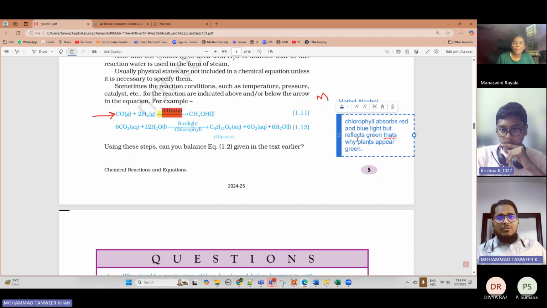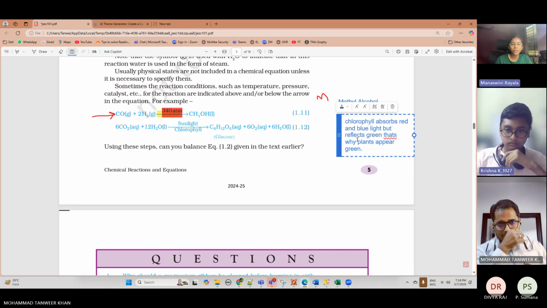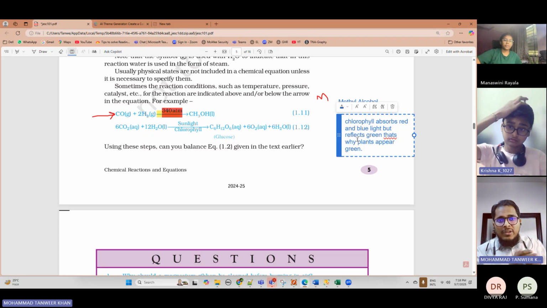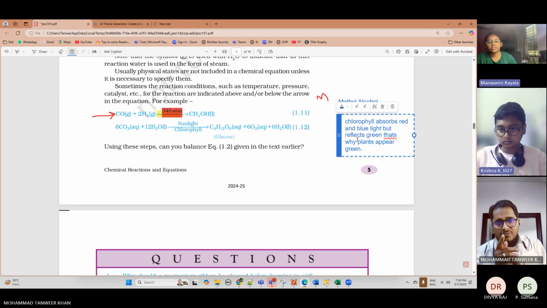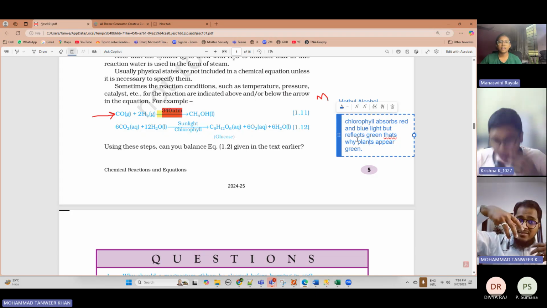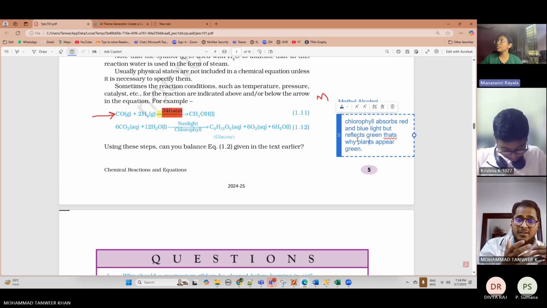So chlorophyll is a green pigment which is found in plants, and they absorb light for photosynthesis. What is photosynthesis? The process by which plants make their food to survive. Very good. So the process by which plants prepare food is known as photosynthesis. And for that, what do they need? Sunlight, and oxygen.